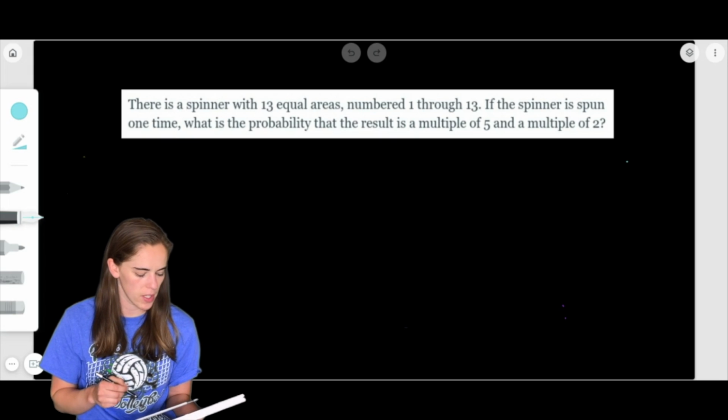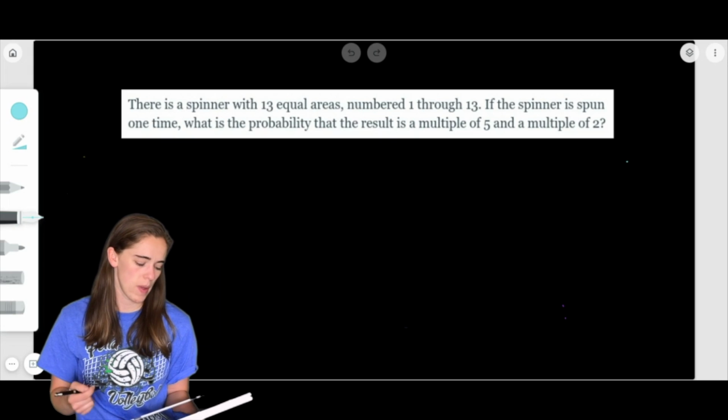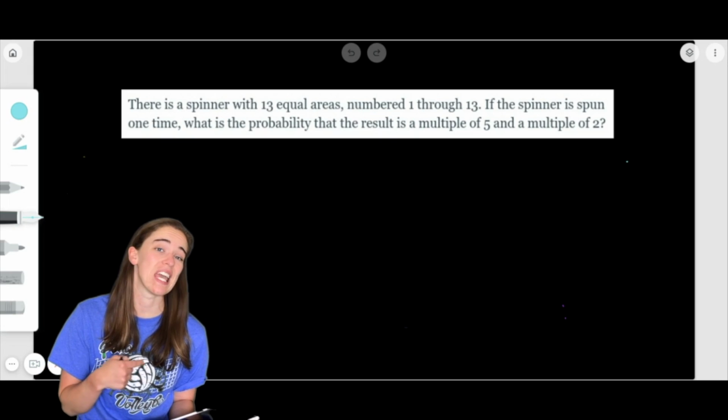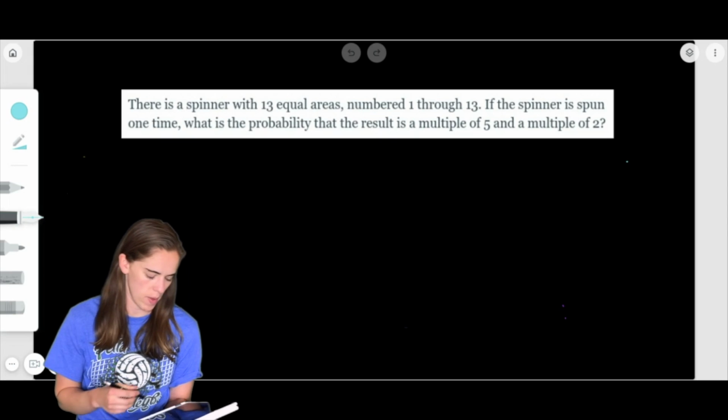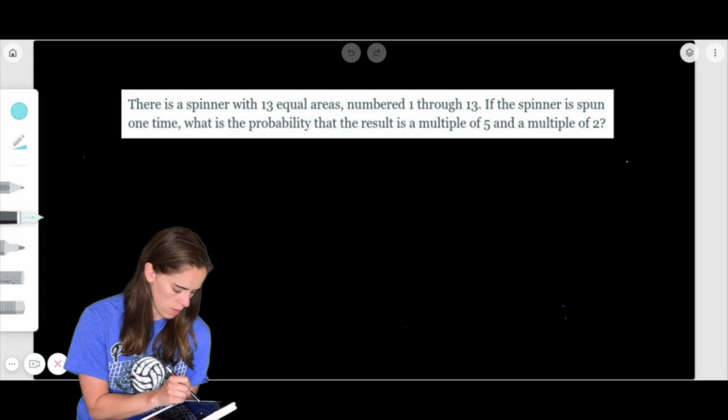For our second problem here, we now have a spinner that has 13 equal areas, and we're trying to find the probability that our spin is a multiple of 5 and a multiple of 2. So notice the difference between the "and" and the "or" statement. So I'm going to make our sample space to start.